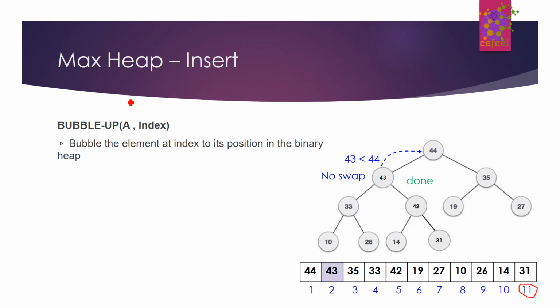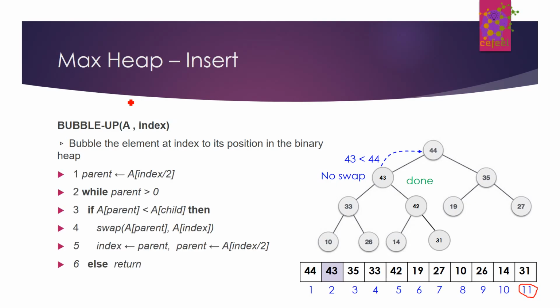So the first step, as we discussed, is to find its parent. So in step 1 we locate the parent, and remember the pattern or the formula we use when we are storing the heap in an array. The parent is located at index divided by 2, which means in this case 11 divided by 2 is 5. So the parent was here, this was 5, and this was 11 at that time.